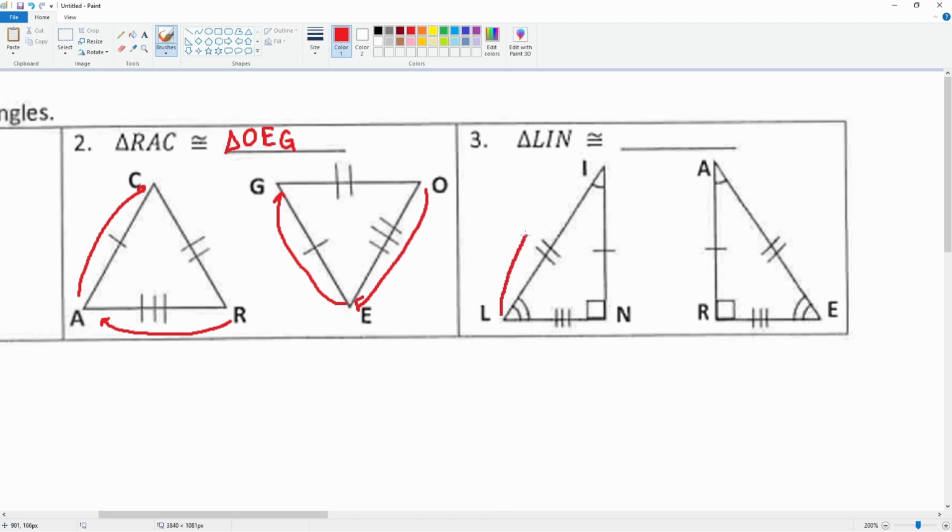L, I, then N. So it goes from the 2 curve, the 1 curve, then the 90 degrees. So it goes to the 1 curve, then the 90 degrees. So it is triangle LIN is congruent to triangle EAR.